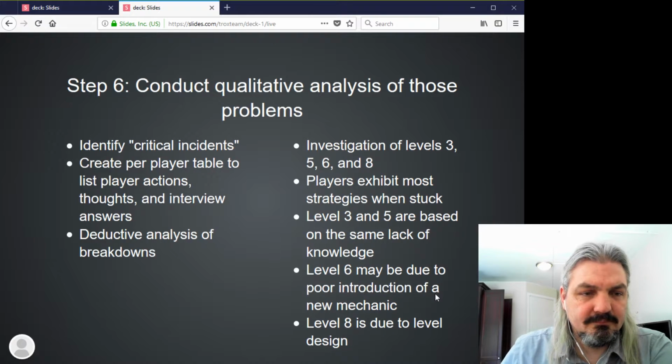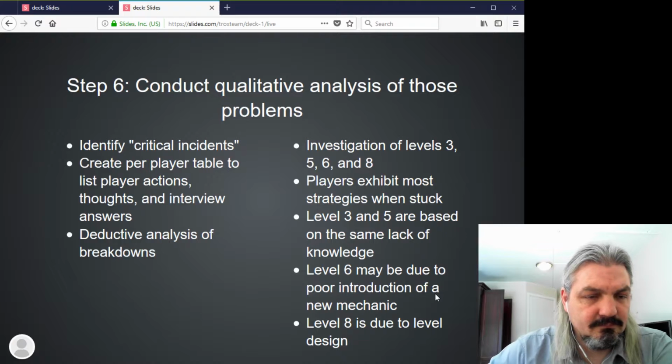And after you found out where there are issues, you have to conduct a qualitative analysis of those problems. You have to identify the critical incidents in your data where there are big problems and what might cause them. Here you have to create a per player table to list every player action and thought and interview question to find out what went wrong in that specific level for each of the players.